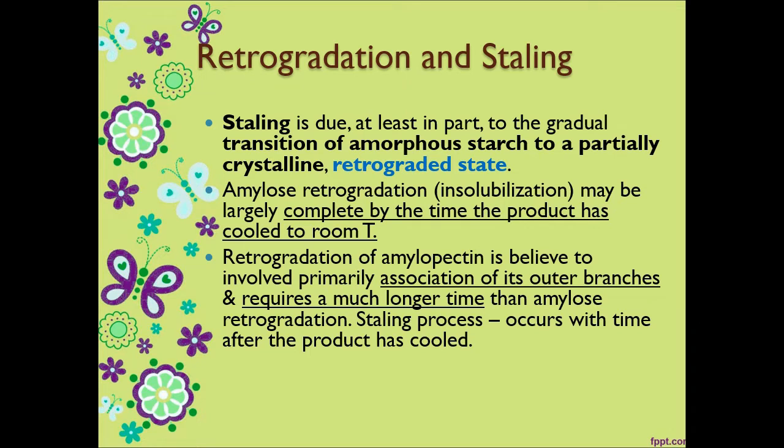Now amylopectin retrogradation is believed to involve primarily association of its outer branches, and it will require a much longer time compared to amylose. So in simple terms, we can say that retrogradation will not occur in a starch product with very high amylopectin content. So this staling process will occur with time once the product cools down after cooking or baking, and so on.